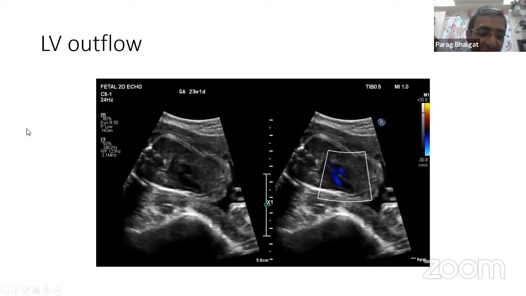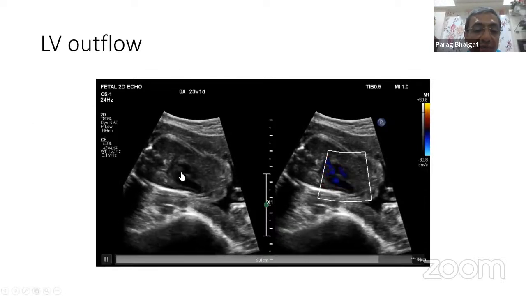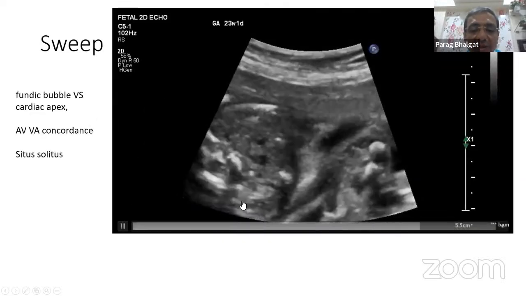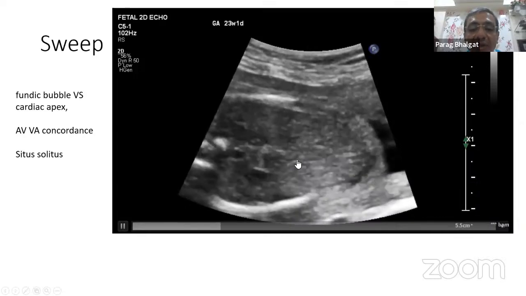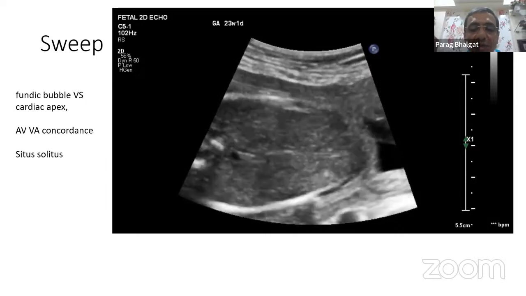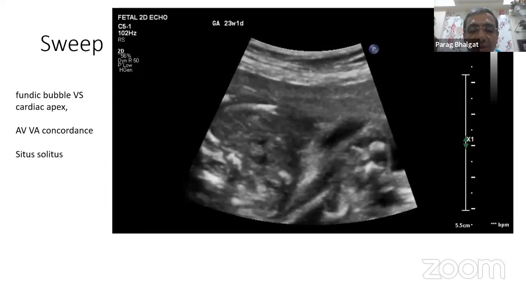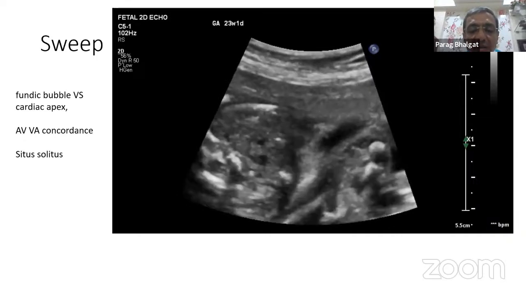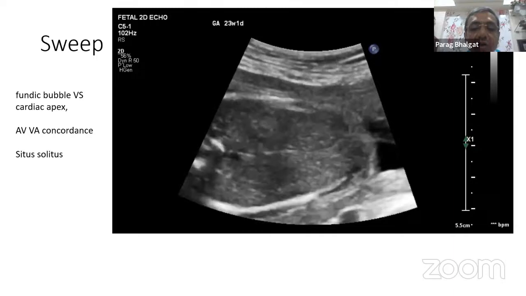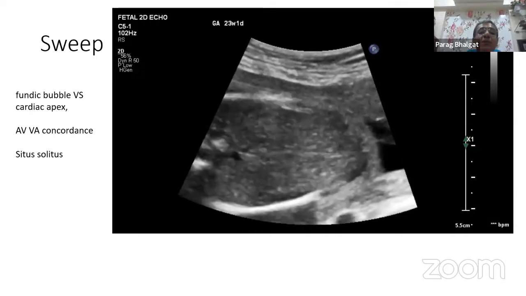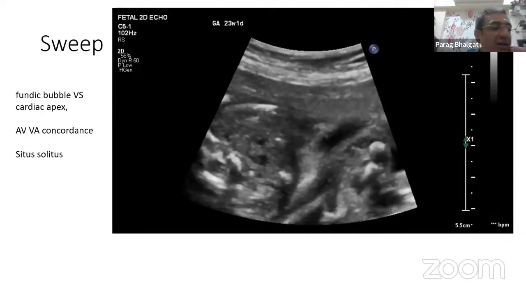So this is a slightly skewed image of the aorta coming from the LV, and the sweep. Note the fundic bubble here, then AV valve concordance and crossing great arteries. Just see it three to four times. I'm running it; try to appreciate this. Once we establish AV valve concordance, we are sure we are not dealing with any CCTGA or other anomalies. So just see it again and again.